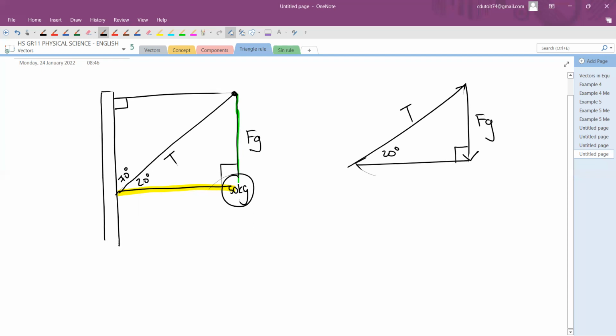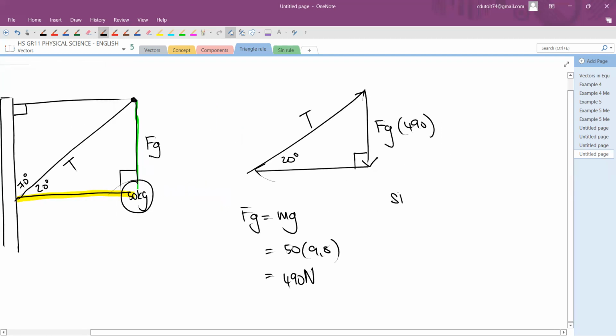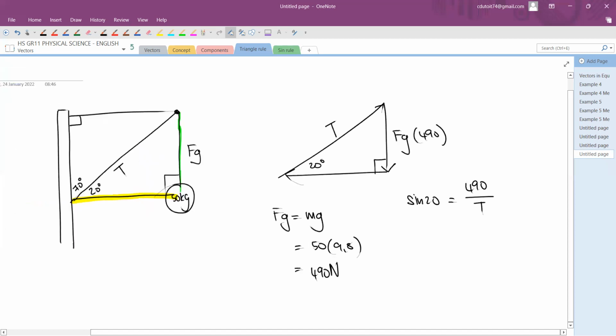So this is simple maths or a simple trick. FG is mg, and that is 50 times 9,8. And that's 588, I think. No, 490. Okay, so that's going to be 490. And then you're just going to do sin of 20, which is 490 over T. Please solve that.